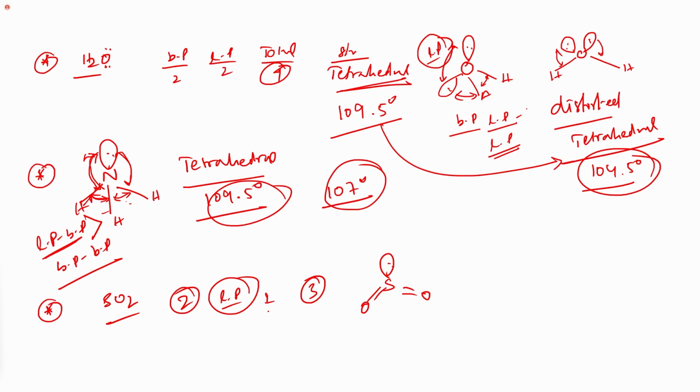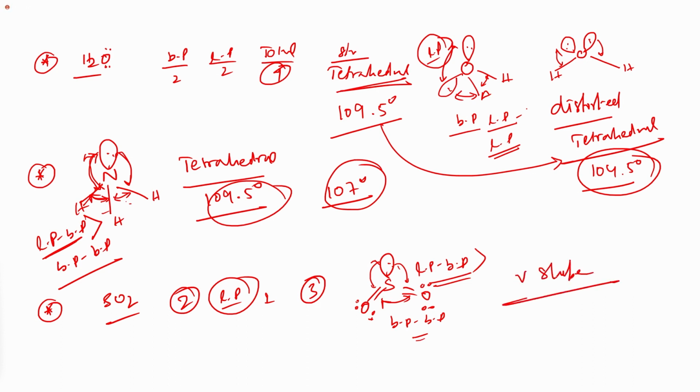The reason being, the lone pair-bonded pair repulsion is much more as compared to the bonded pair repulsion. What is happening here? There is a lone pair here, and whatever repulsion is present, this repulsion is greater than the other. Lone pair-bond pair repulsion is greater than bond pair-bond pair repulsion. That's why this structure is V-shaped. It should be trigonal planar, but it is a V-shaped or bent structure. The angle should be 120 degrees, but due to that repulsion, the angle is 119.5 degrees.